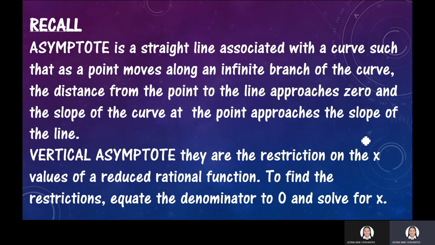Next, asymptote. An asymptote is a straight line associated with a curve such that as a point moves along an infinite branch of the curve, the distance from the point to the line approaches 0, and the slope of the curve at the point approaches the slope of the line. Vertical asymptotes are the restrictions on the x values of a reduced rational function. To find the restrictions, equate the denominator to 0 and solve for x.